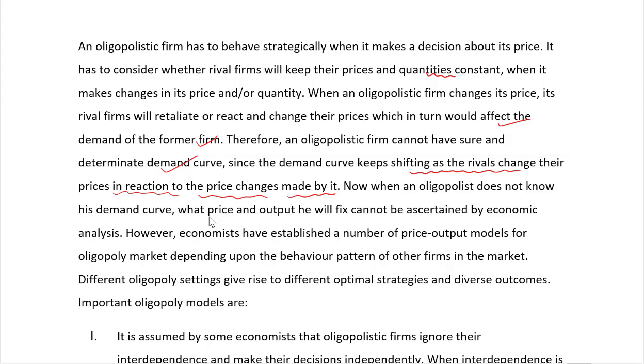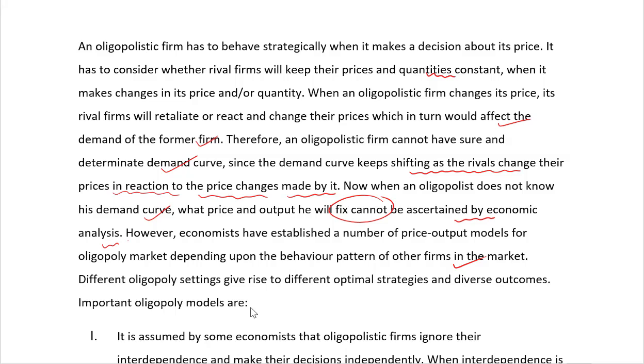Now, when an oligopolist does not know their demand curve, what price and output will be fixed cannot be ascertained by economic analysis, because on the basis of the rival firms the demand curve changes. However, economists have established a number of price-output models for the oligopoly market depending upon the behavior pattern of the other firms in the market, and different oligopoly settings give rise to different optimal strategies and diverse outcomes. The important oligopoly models are over here.